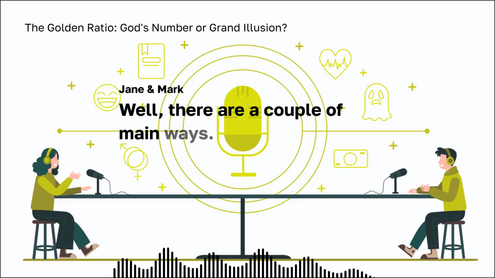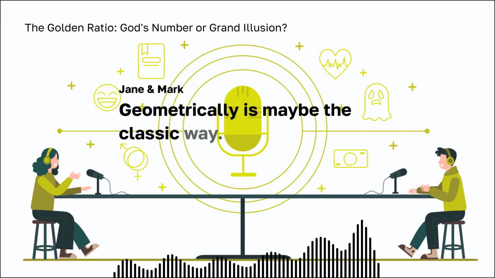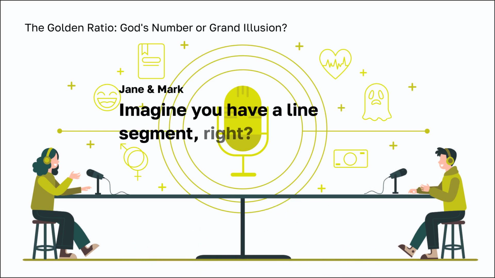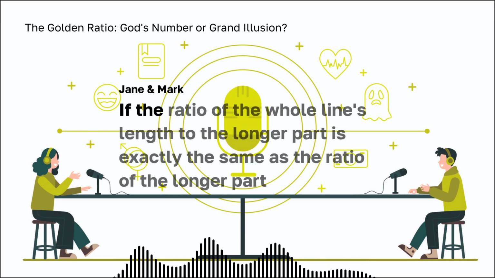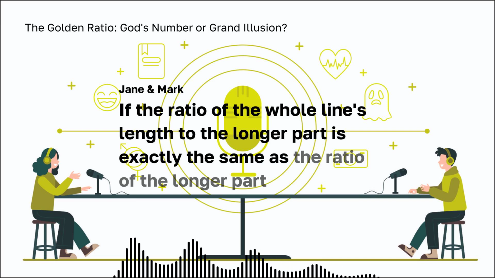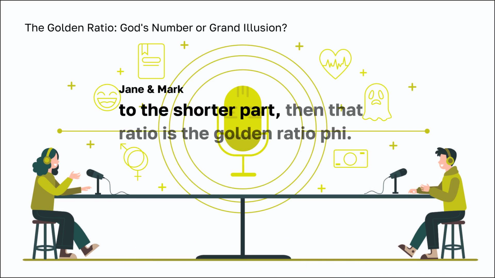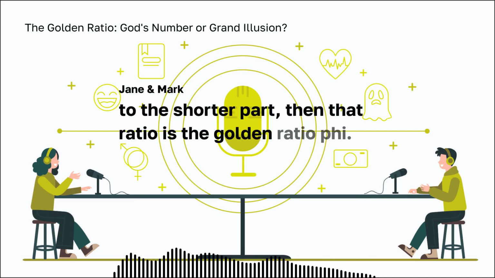Well, there are a couple of main ways. Geometrically is maybe the classic way. Imagine you have a line segment, right? And you divide it into two parts, a longer part and a shorter part. If the ratio of the whole line's length to the longer part is exactly the same as the ratio of the longer part to the shorter part, then that ratio is the golden ratio, phi.